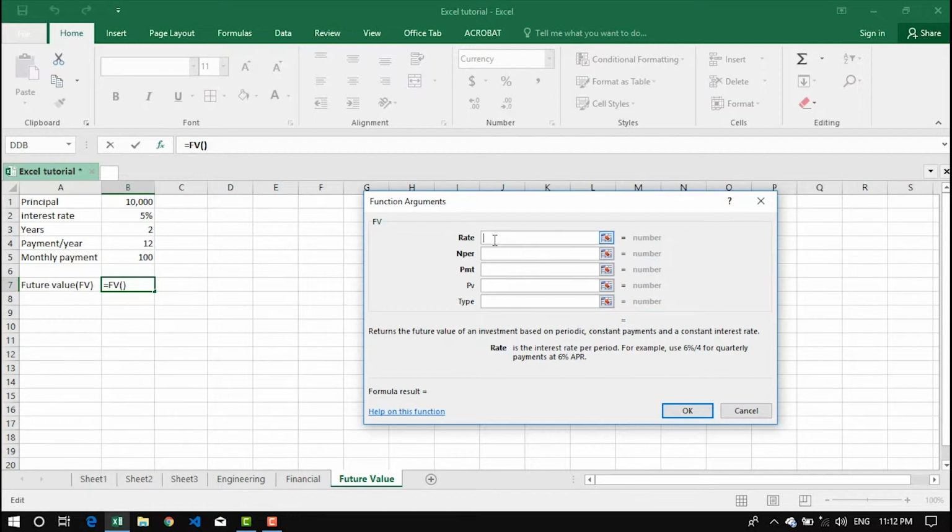And here our interest rate is 5%. So here, enter 5%. You can calculate it on a quarterly or monthly basis. Let's do it monthly in this example. 5% is for 1 year, so for monthly you divide by 12. NPER is the total number of payment periods in the investment. Here the number of years would be our periods multiplied by 12.